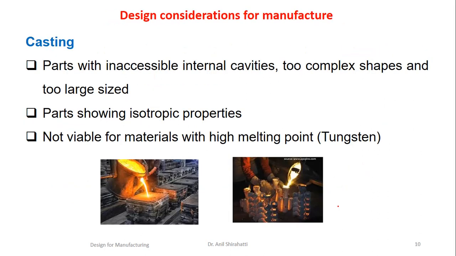Now, for example, what are the design considerations for a material like tungsten, which has a very high melting point? Definitely tungsten will have a very high melting temperature, so I cannot go for casting so easily. When doing any casting operation design, parts with inaccessible internal cavities, too complex shapes, or too large size should be avoided. Then parts showing isotropic properties.